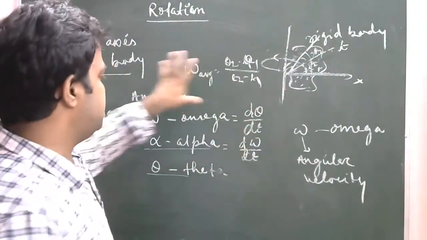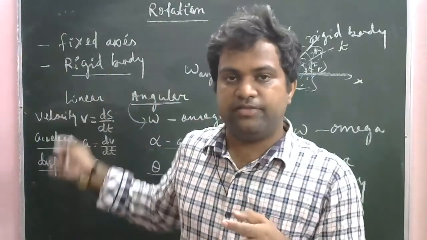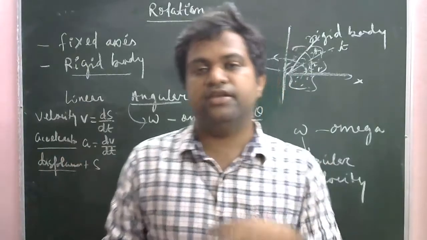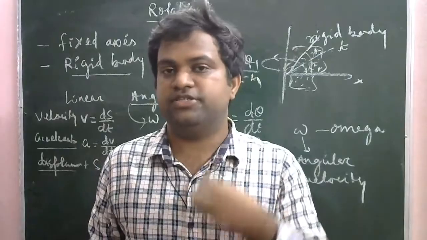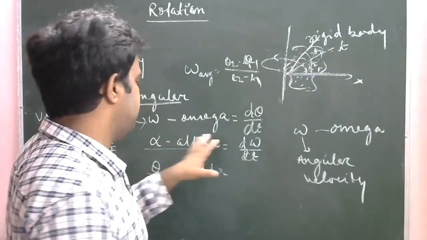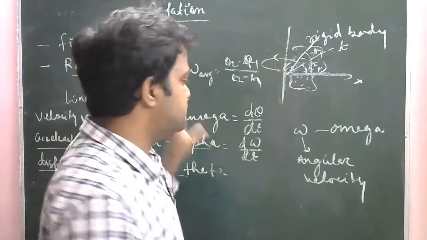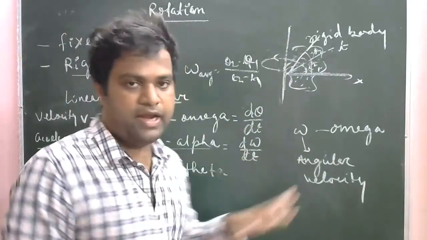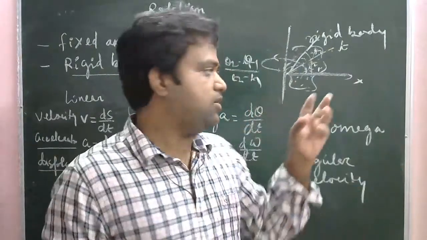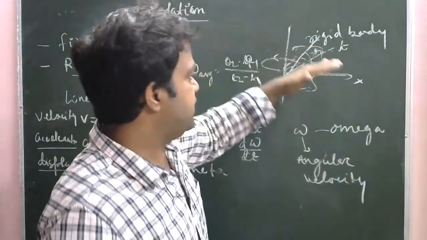This is the same thing we are doing. In linear motion we take displacement s, velocity v, and acceleration a; here we take displacement theta, velocity omega, and acceleration alpha. This is the difference between linear and angular. But in the angular case, the object revolves around a fixed axis, and the object must be a rigid body to obey this law, because we are taking a fixed axis.